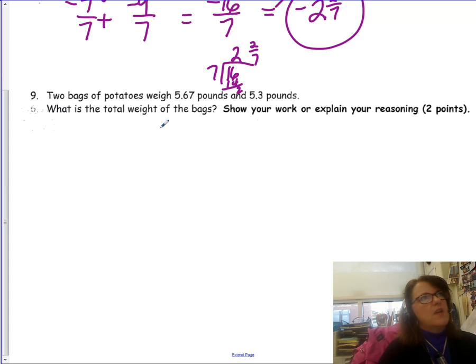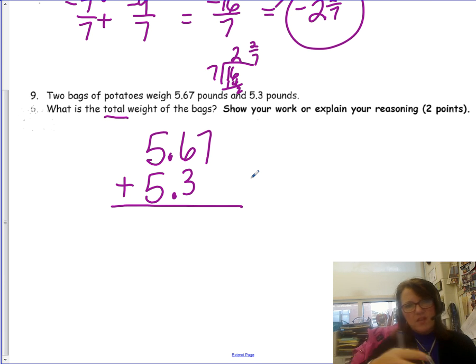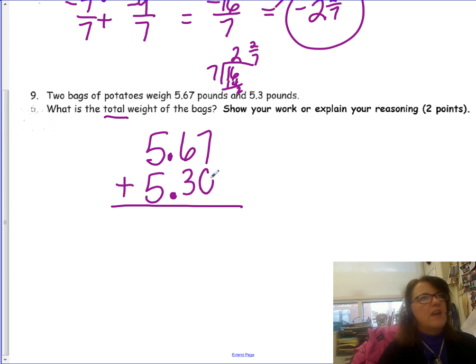2 bags of potatoes weigh 5 6/7 pounds, 5 3/10 pounds. What is the total? Add them up. I can't do math horizontally. I have to do it vertically, which is good in this case because your decimal points should always be lined up perfectly when you add. And I also don't like having a non-number or a blank space there, so I always fill in with zeros because then it simply makes it that much easier, okay?